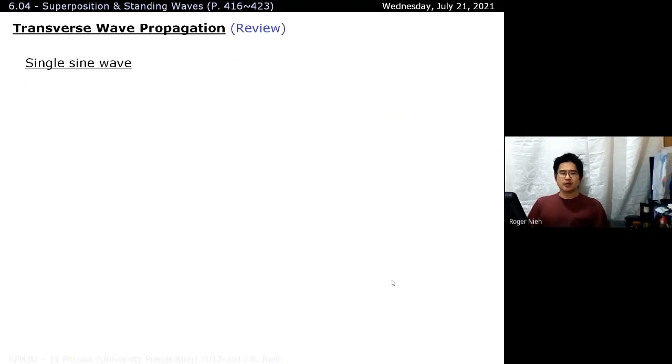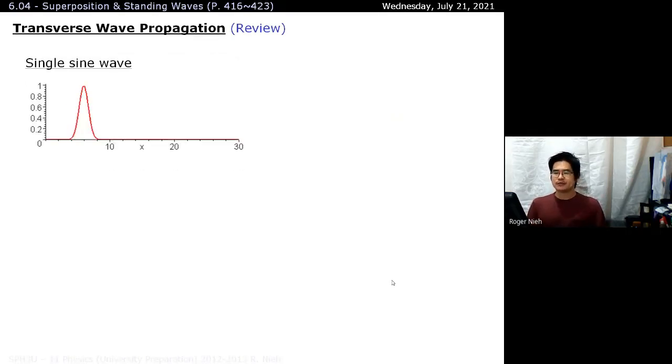A few things to talk about first, and this is more of a review. First off, here's an example of a single sine wave that's transmitted on a rope. It's like those thunder ropes where you just whip it up and let it ride. You can imagine the wave looking just like that. That is the result of transmitting a single sine wave through a rope as a transverse wave. That's what it's going to look like.